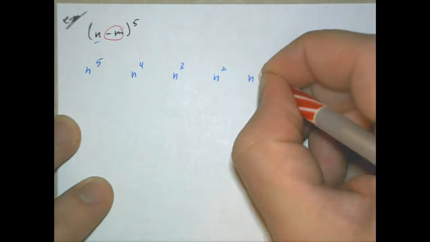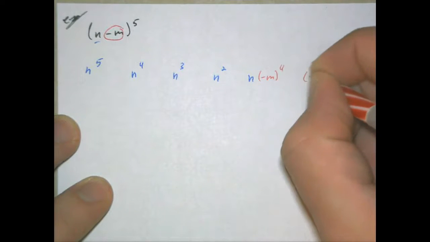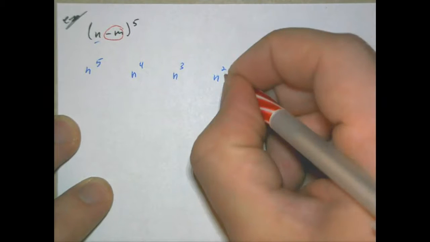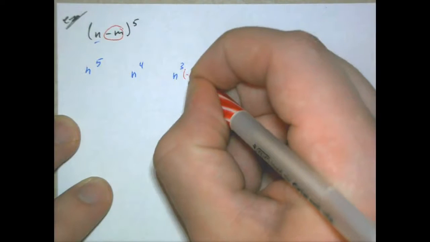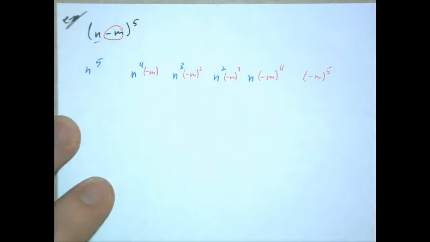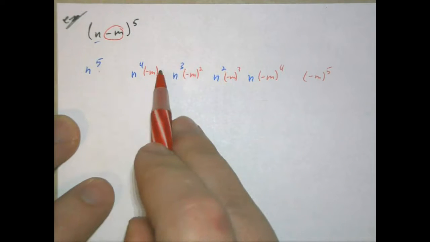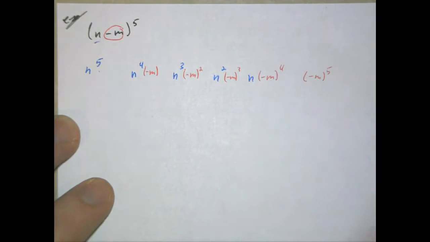With the m's, notice this time it is minus m, so I'm going to actually use that minus m to say minus m to the 1st, and then minus m squared, minus m to the 3rd, minus m to the 4th, and minus m to the 5th. Something else to notice here, your exponents will always add to 5. So 5 and 0 is 5, 4 and 1 is 5, 3 and 2 is 5, 2 and 3 is 5, 1 and 4 is 5, and 5 is 5.